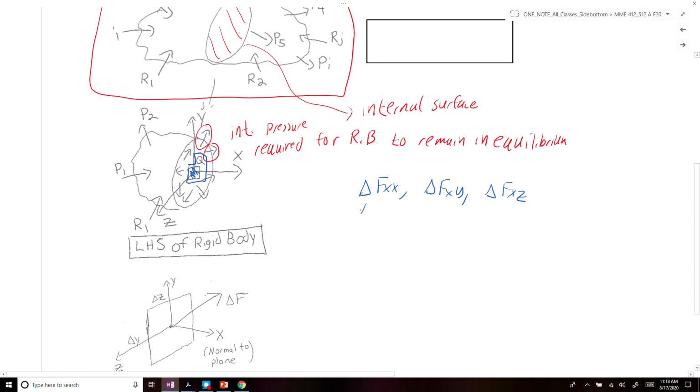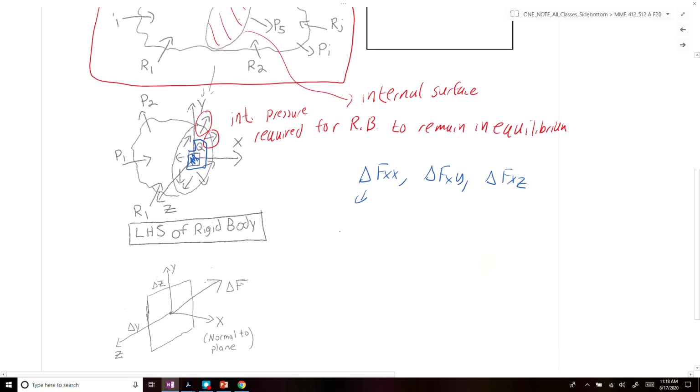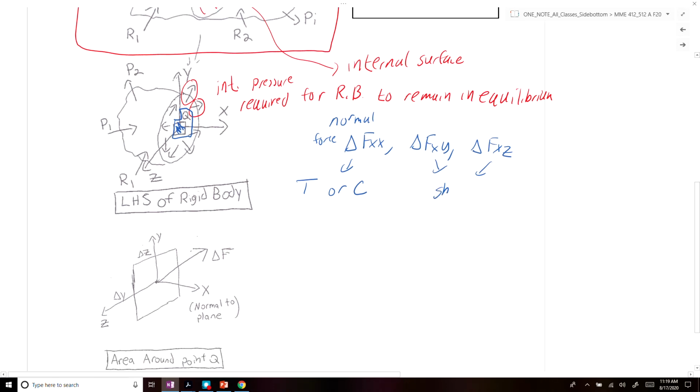Fxx is the normal force, and it will be either in tension or in compression. Fxy and Fxz are both shear forces, so they go tangent to the internal surface.